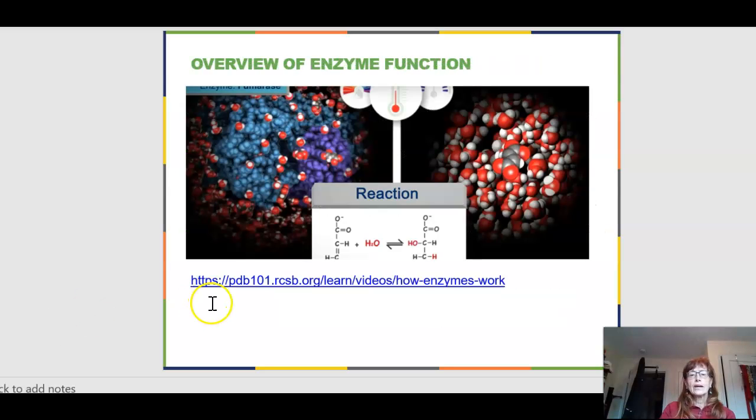Now, this is from your text, so I encourage you to go look at this. This is a nice link that they've provided you to see how enzymes actually catalyze reactions. So it's very useful to use the links in OpenStax.